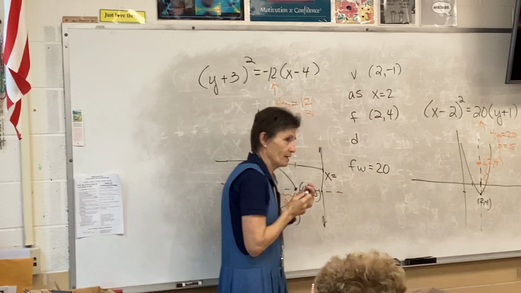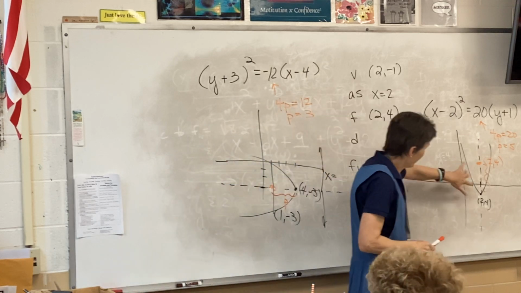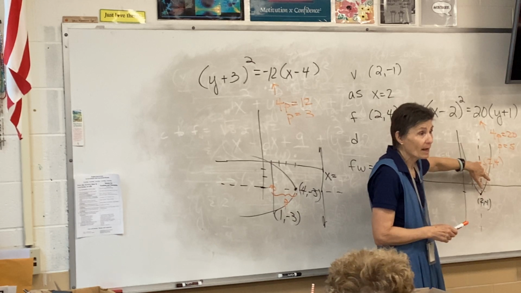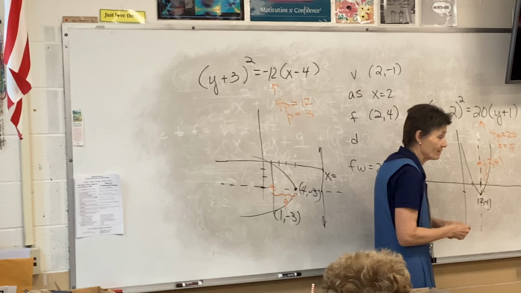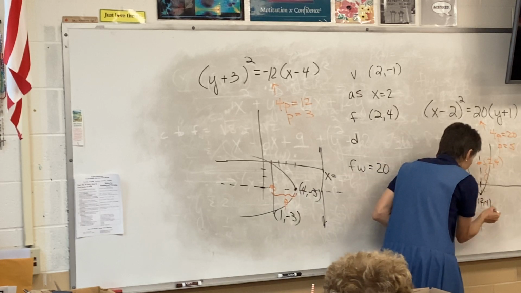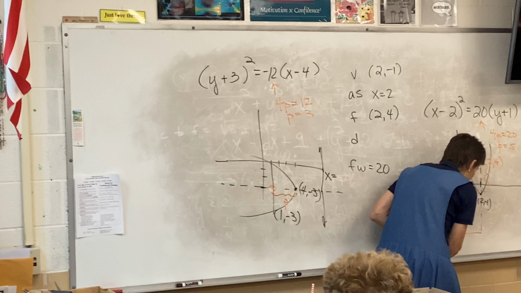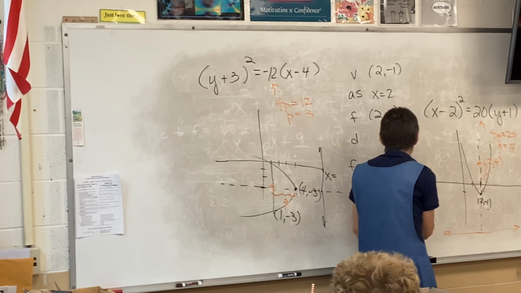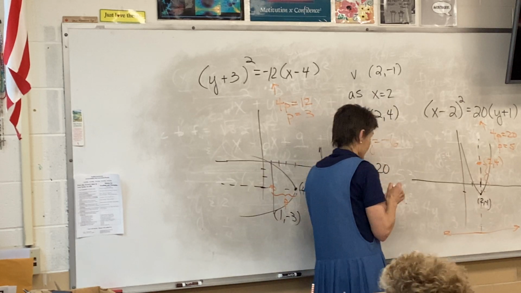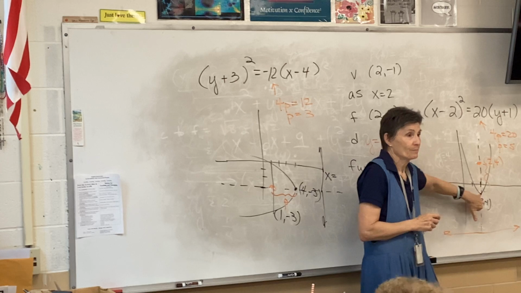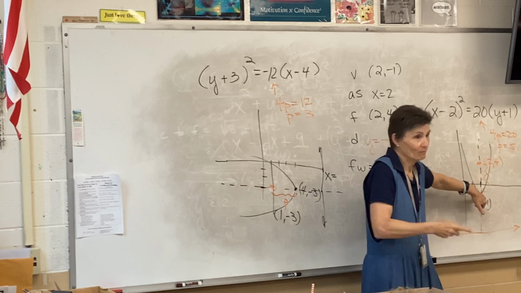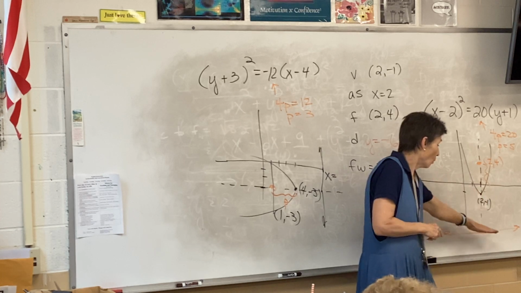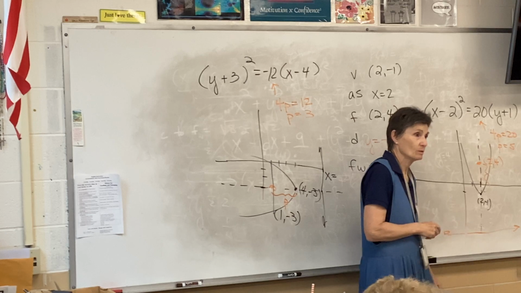Now, what about my directrix? Well, if I counted up 5, then I'm going to go down 5. So 1, 2, 3, 4, 5, and make a line. And that would be the line where y equals negative 6, because we started here at negative 1 and we went down 5. So on graph paper that would be easy to count off and see.